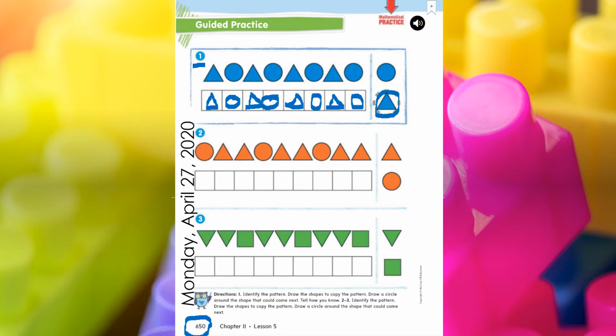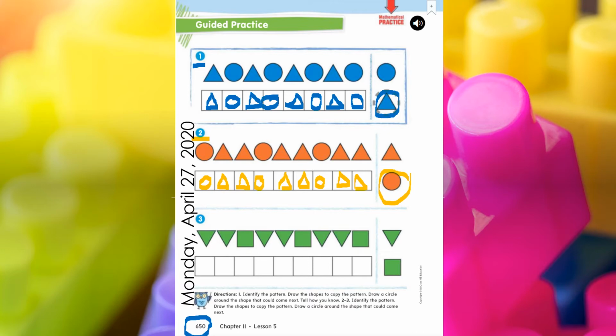All right, look at number 2. So number 2 has an ABB pattern. So we're still using two shapes, but one of them is being repeated. So we can say it to ourselves, circle, triangle, triangle, circle, triangle, triangle, circle, triangle, triangle. What shape comes next? A circle. And guess what? You get to circle the circle.